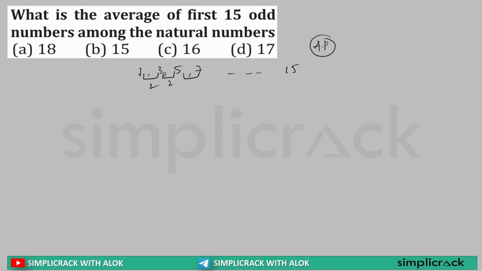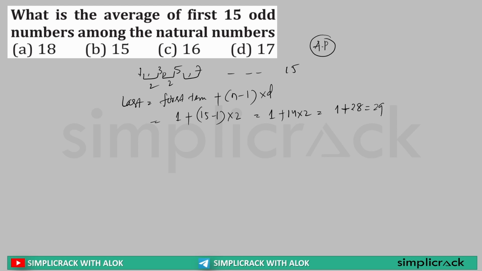So the whole series up to the 15th number has the same difference, that is 2. So the last term is what? Sir, the last term is the first term plus n minus 1, that is number of terms minus 1, into common difference. Here the first term is 1, the number of terms is 15 minus 1, the common difference is 2. So it is 1 plus 14 into 2, which is 1 plus 28, equal to 29.